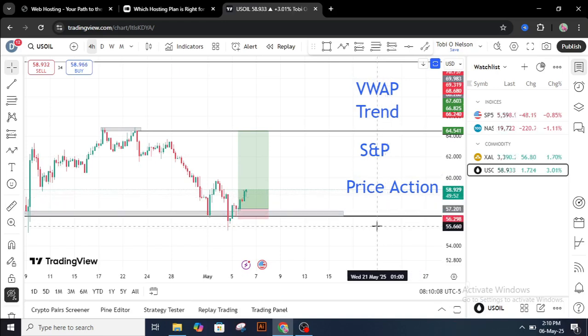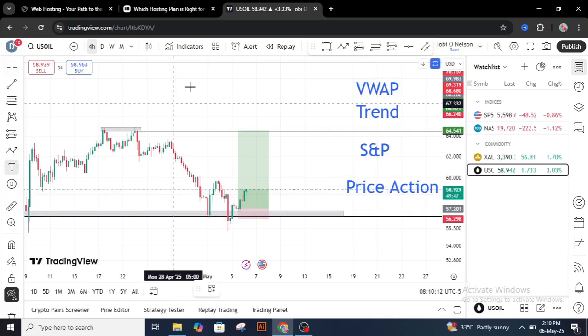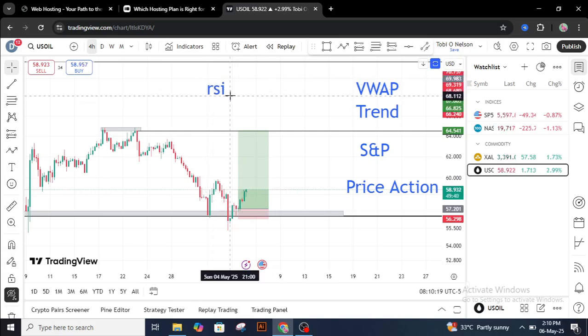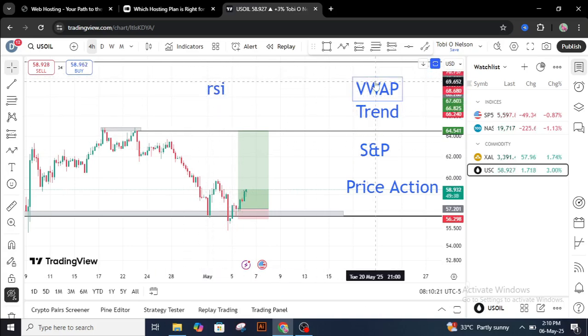So that indicator is called RSI. Let me just show you how it is. RSI is the last one. So RSI, then we'll talk about VWAP.